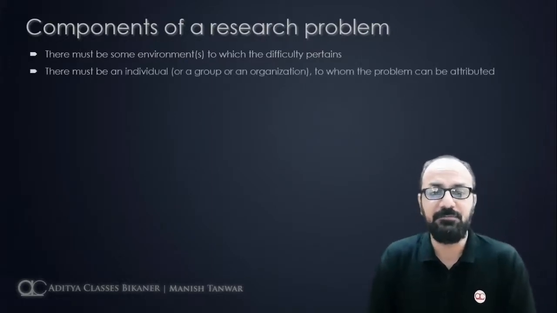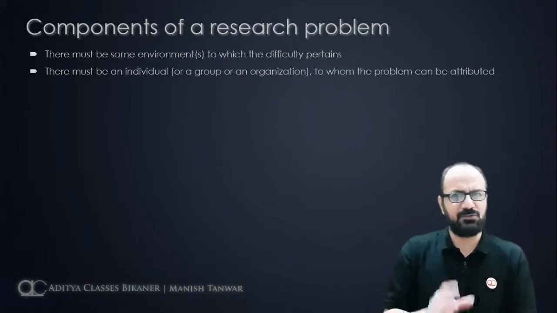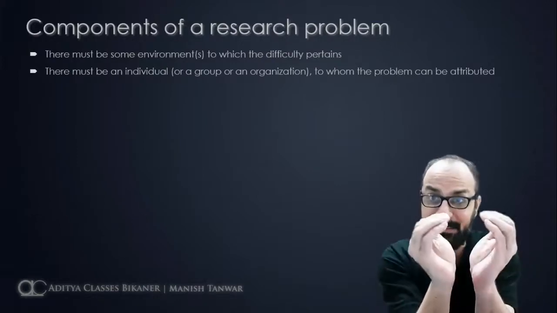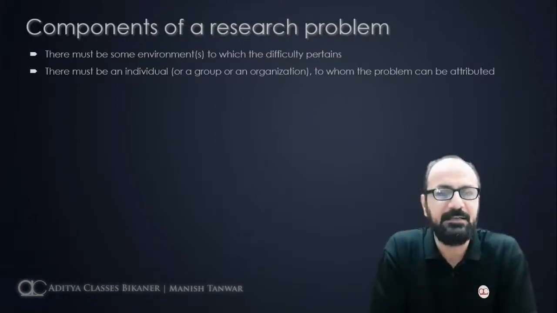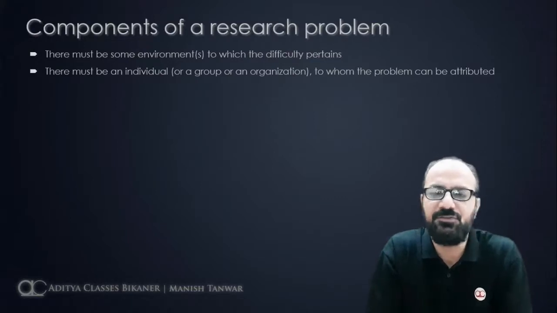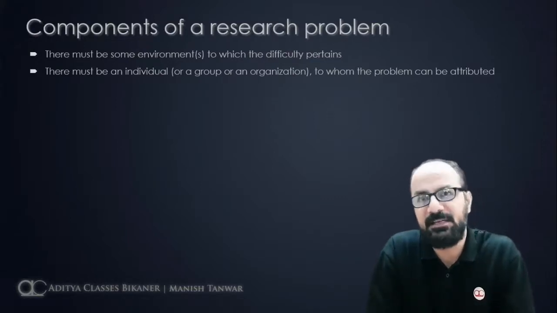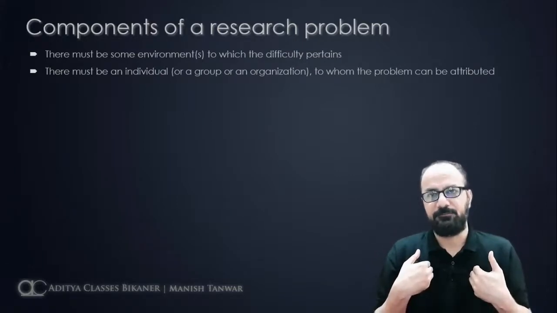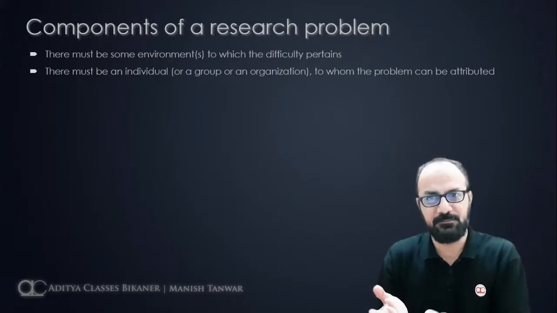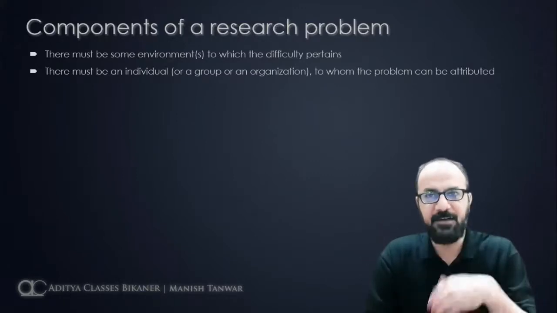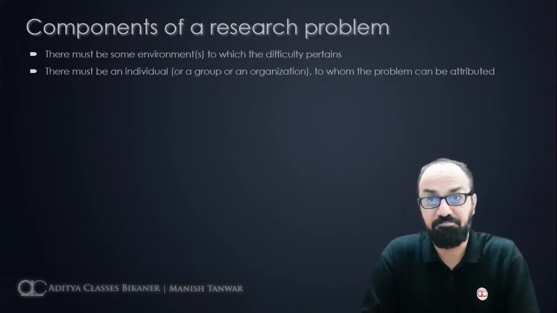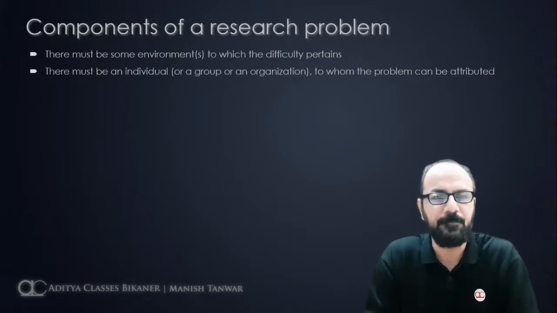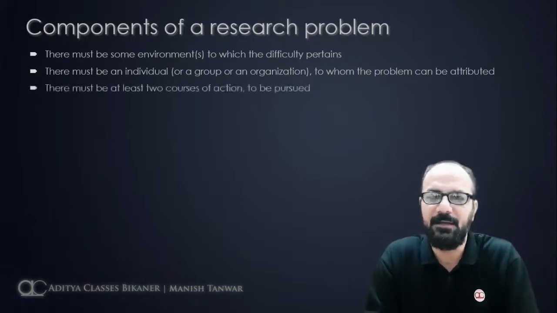There must be an individual. Whenever I say individual, as in accounts also, individual is not necessarily one person. There should be an individual or a group or an organization, an entity, to whom that problem is attributed. If I am ill, the problem is attributed to me. If I have issues at workplace, that problem is attributed to my workplace. If I have a problem with the political structure, that problem is attributed to the political structure of a nation. So there must be an individual to whom the problem can be attributed.